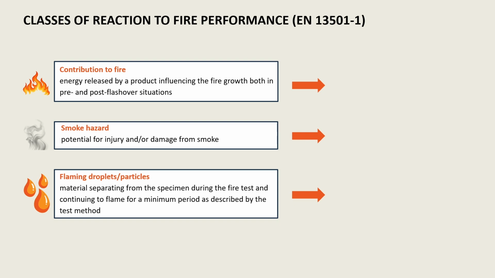The main classes include, for construction products, 7 classes: A1, A2, B, C, D, E, and F. For smoke production, we have 3 classes, S1 to S3. And finally, for droplet generation, we also have 3 classes, D0 to D2.